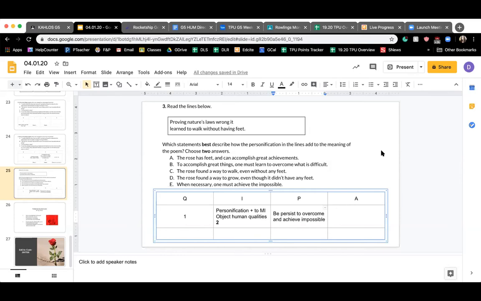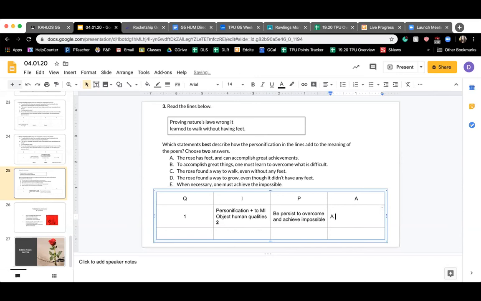Oh, pause. Now, remember, we're not looking at the entire text. We're only looking specifically at these 2 lines. And I know that's something that we've been working on as a class. We're going to look at these lines specifically to see how the personification in these 2 lines adds to our main idea. I do love that you're thinking flexibly. However, when we invest in questions, it says to read these lines below. And so we're looking specifically at these lines.